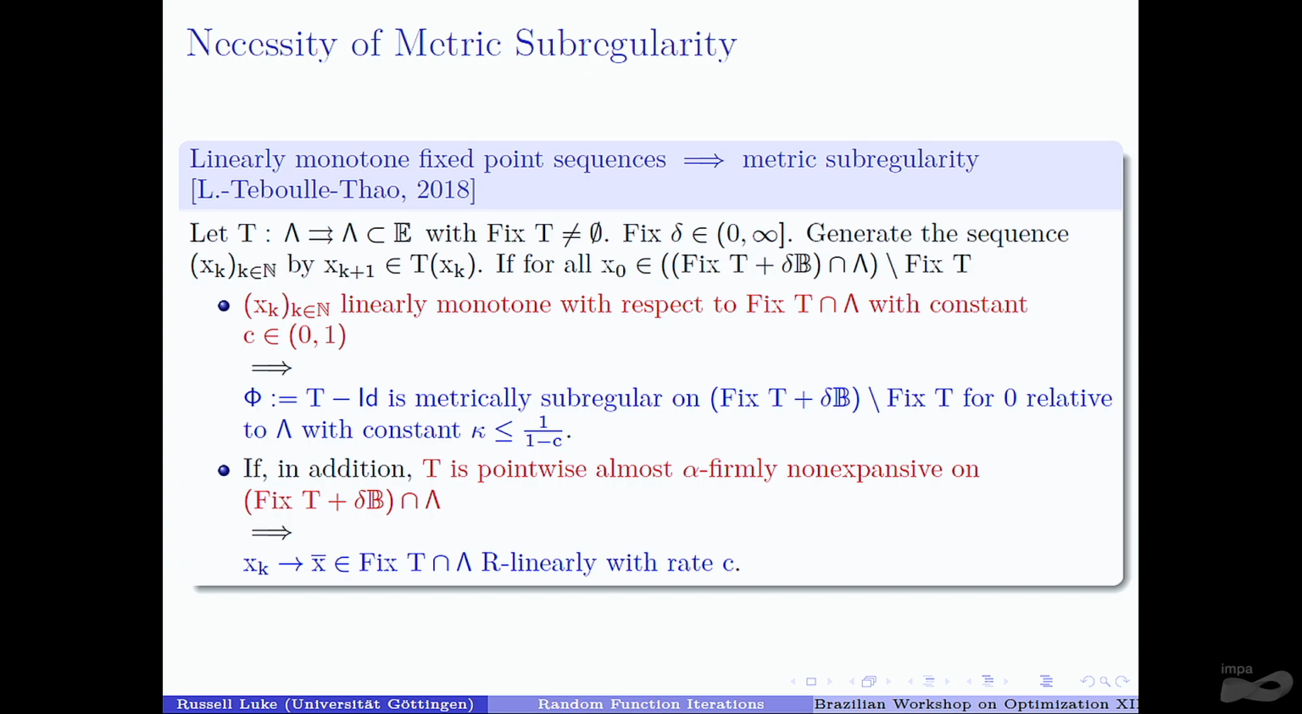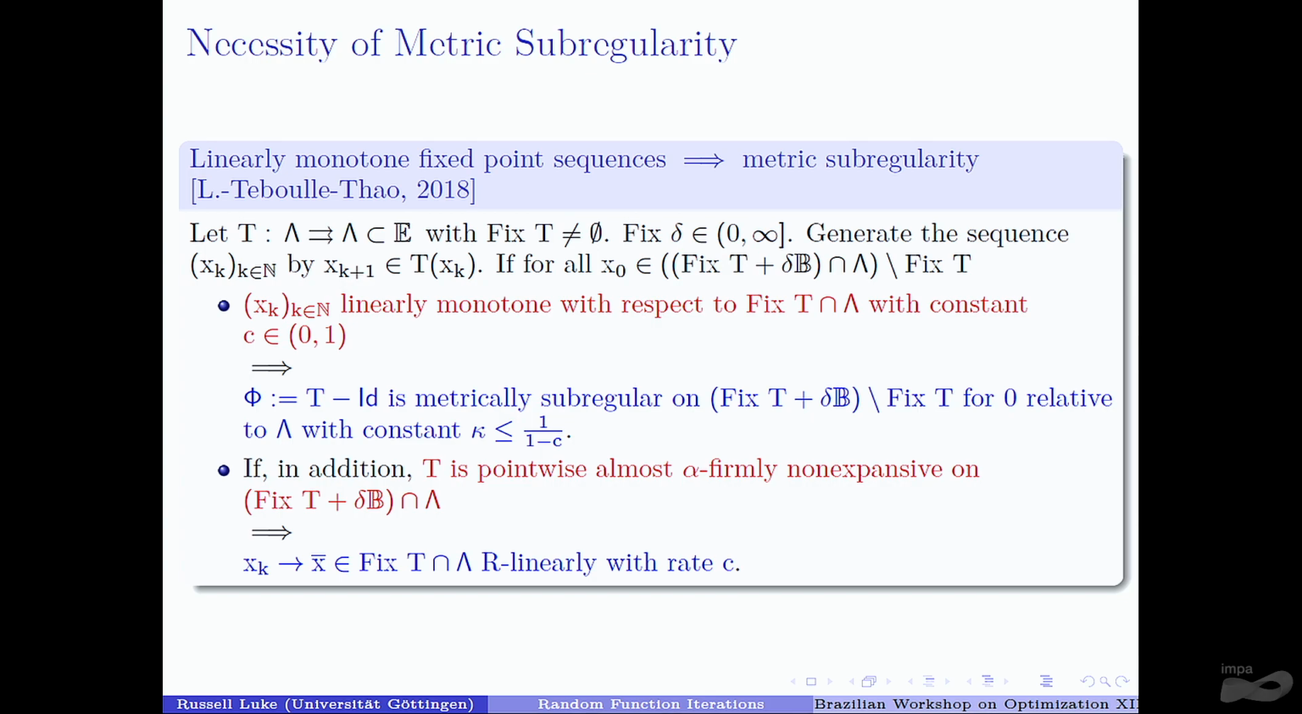And so what I showed together with Matthew Tam and Tao, who was the joint student with Alex on the other work, is that if you initiate your fixed point sequence from any point in a ball around your fixed point set, possibly just restricted to this, it's usually an affine subspace, possibly restricted to there. So if for all starting points, you get a linearly monotone sequence with respect to the fixed point set with some constant strictly less than one, then that means that this residual operator is metrically subregular. So basically, the short answer is, linear convergence of your sequence means metric subregularity of your fixed point mapping. Which means if you want to show linear convergence, you have to show metric subregularity by whatever means you can devise.